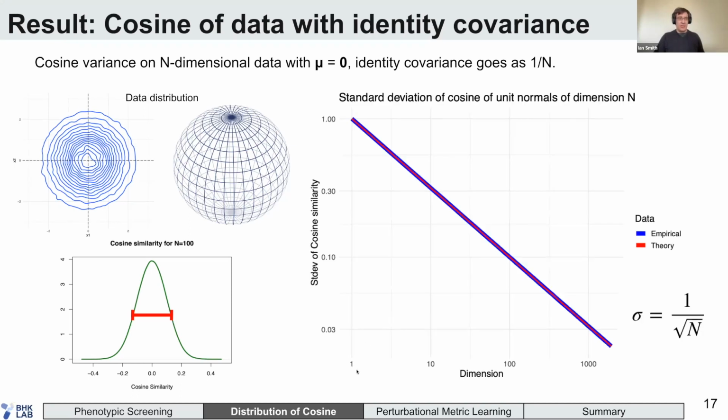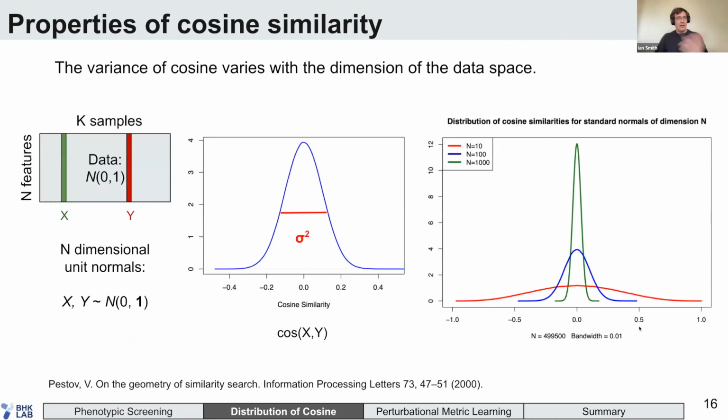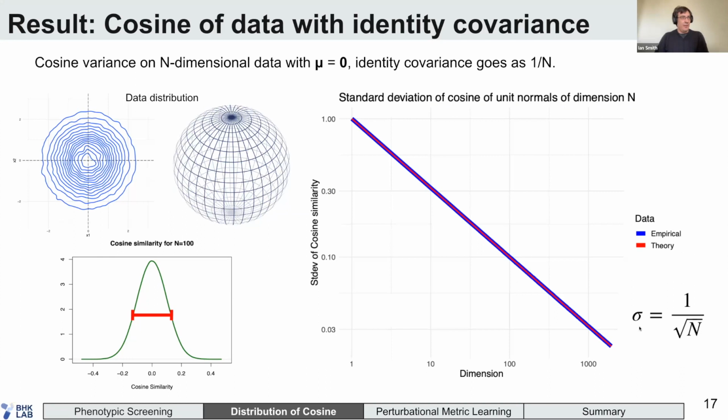So the dimension here is on the x-axis. We're looking at a log plot. The standard deviation of cosine similarity is on the y-axis. Red is the theoretical value that we calculate, and blue is empirical. And it's relatively easy to show that the variance of cosine similarity goes as 1 over n, and there's essentially perfect agreement between experiment and theory. So this is maybe intuitive given this example.